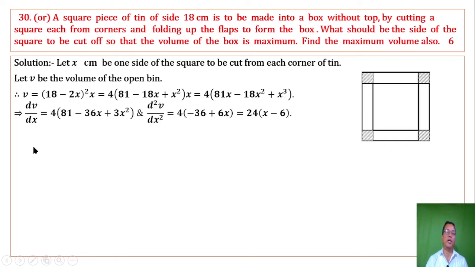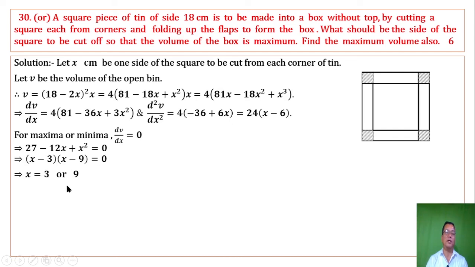We have to differentiate V with respect to x. We have this, again differentiating this with respect to x, we have d square V by dx square equal to this. For maxima or minima, we have to put dV by dx equal to 0. We have this quadratic equation in x. Factorize and solve: x equal to 3 or 9.